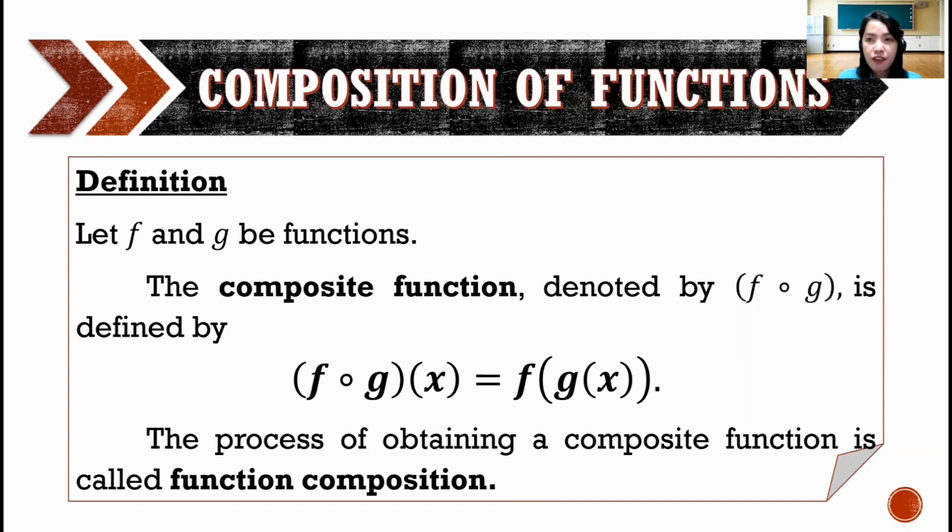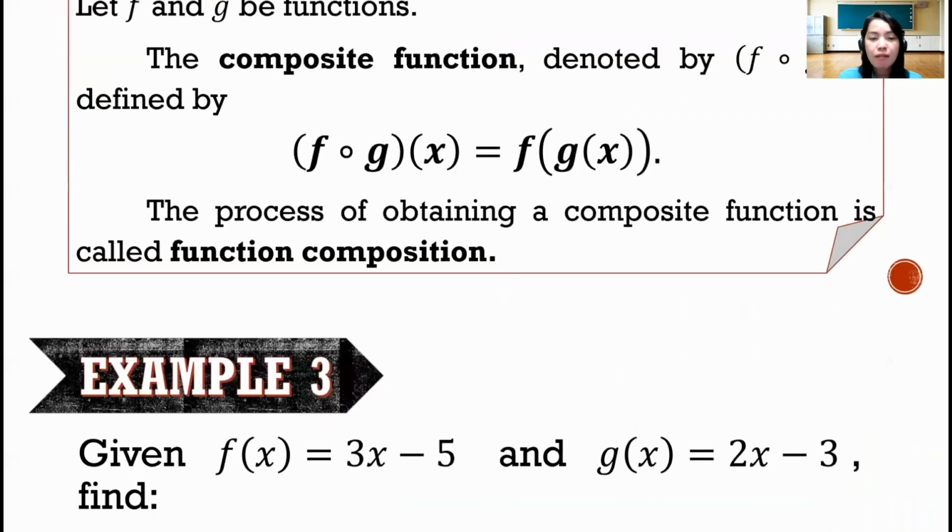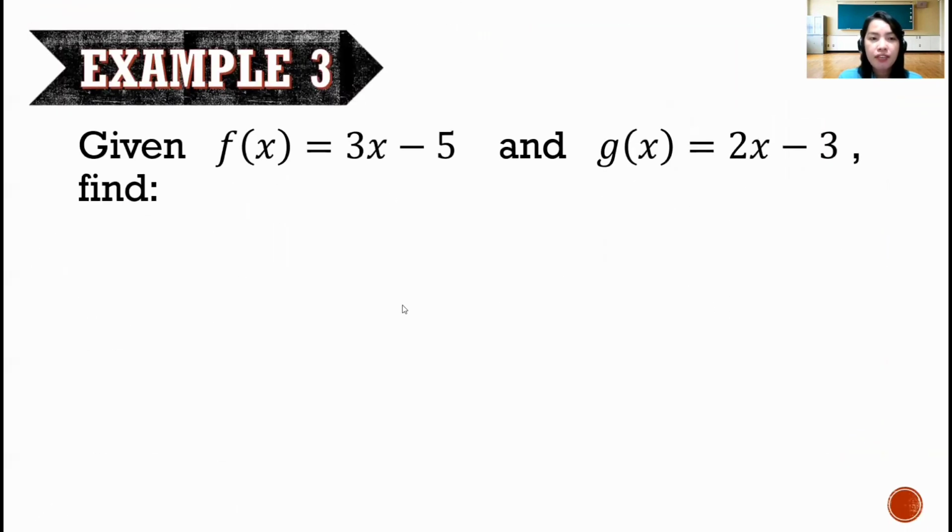Let's apply this definition in answering example number 3. Given the functions f of x equals 3x minus 5 and g of x equals 2x minus 3, we're going to find and simplify the given.